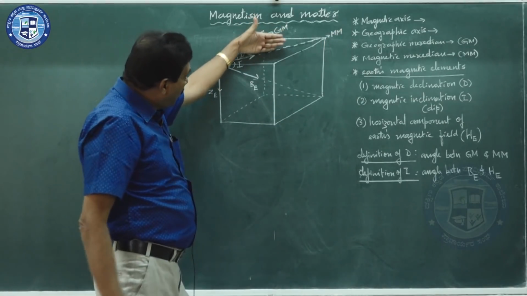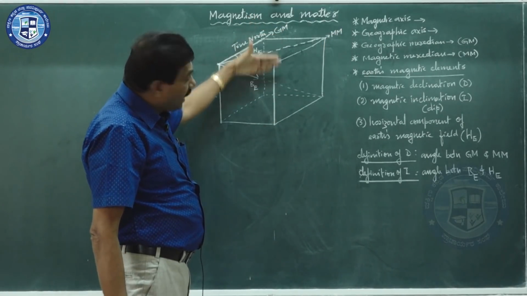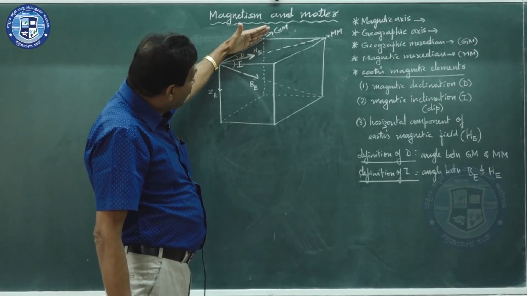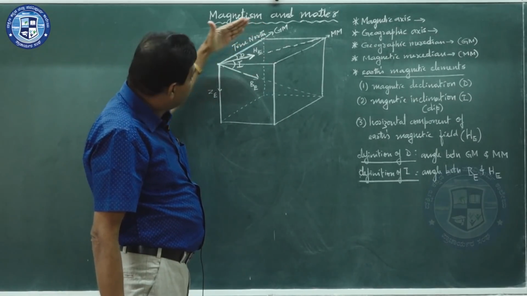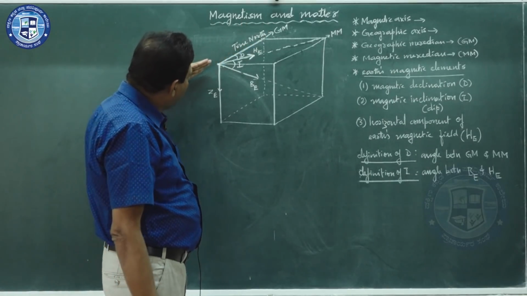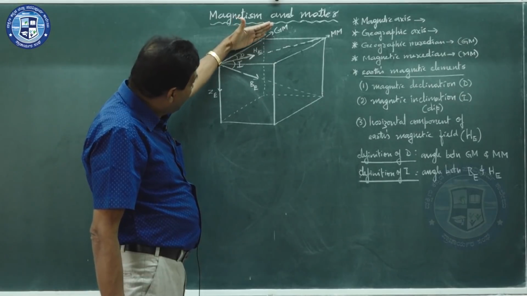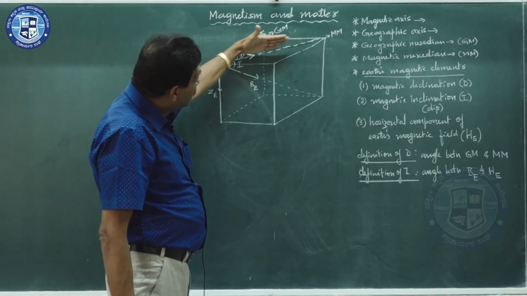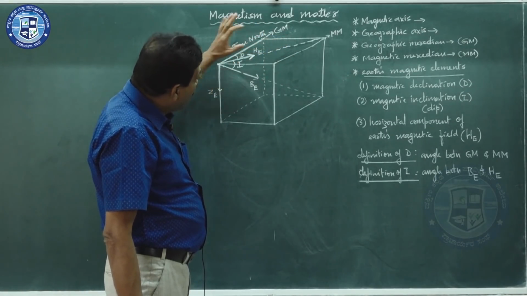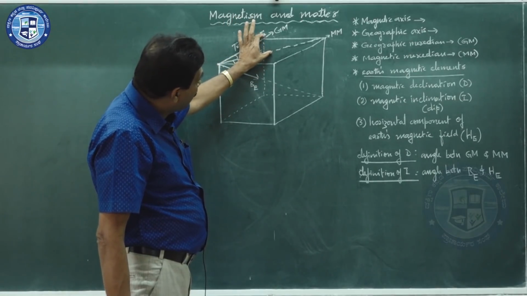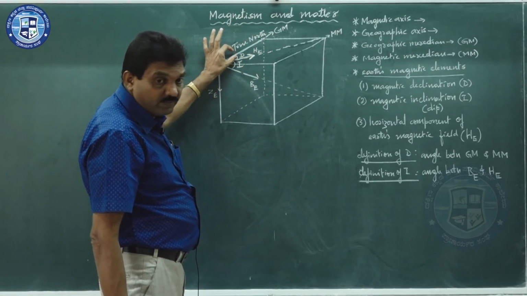It is a vertical plane containing the magnetic axis, and this is the vertical plane containing the geographic axis. The geographic axis is along the true north-south direction. The geographic meridian is in this direction. This is the magnetic meridian actually. The angle between the magnetic meridian and geographic meridian is called declination.